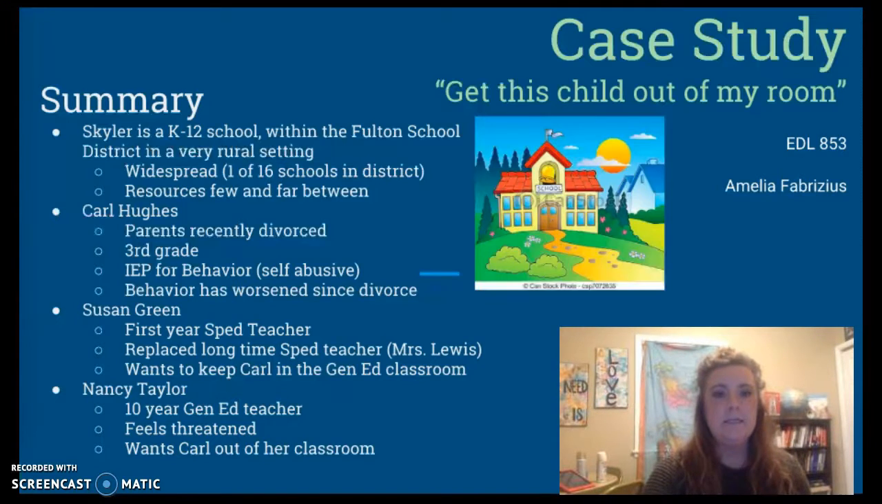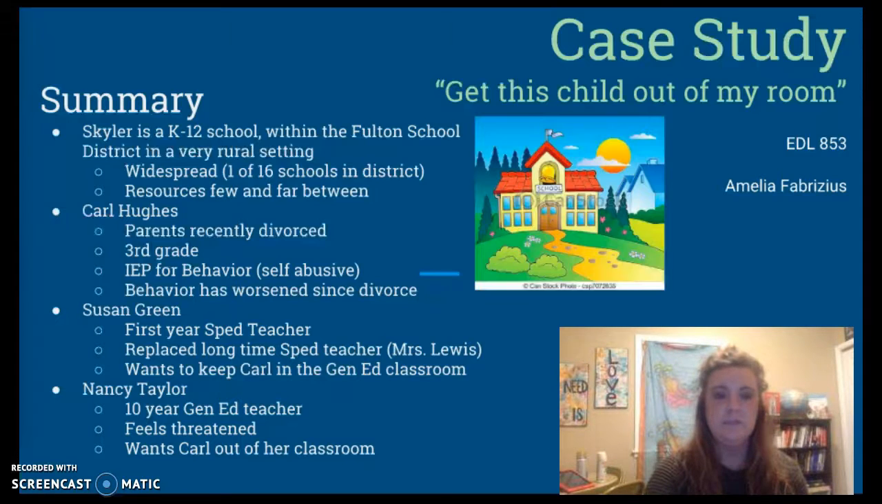Carl Hughes is a sizable third grader who is on an IEP for behavior. He has in the past been self-abusive, but recently has become outwardly violent towards his classroom teacher ever since his parents' ugly divorce. The special education teacher is in her first year of teaching right out of college. Her name is Susan Green. She has replaced a longtime teacher and is struggling to adjust to having limited resources in a rural, small setting. She ultimately wants what's best for Carl and would really like to see him remain in the general education classroom and sees that he does not struggle intellectually.